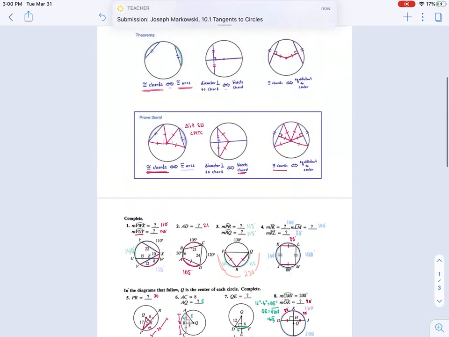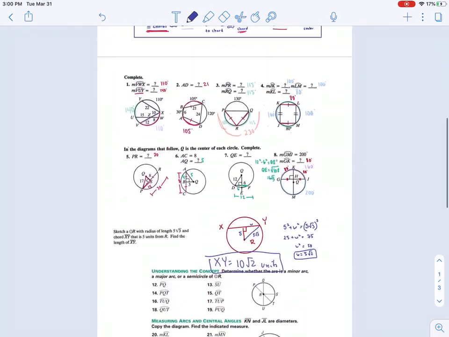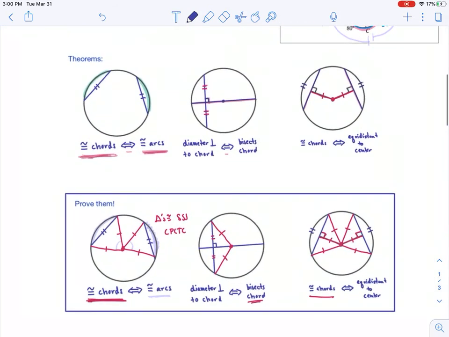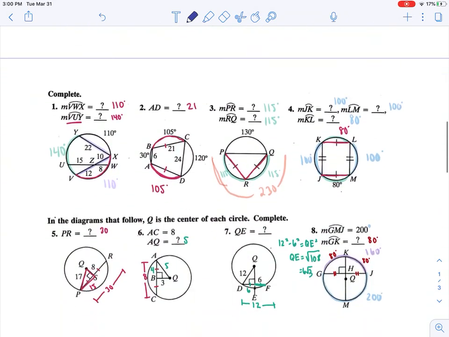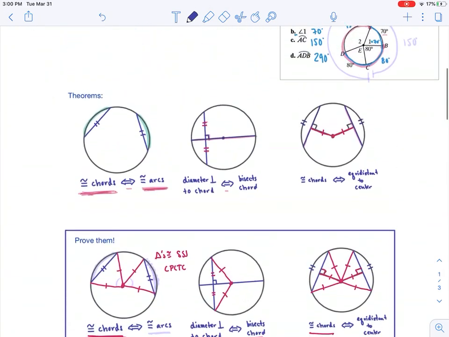All right. There we go. And that's what we're doing today with arcs and chords. Remember, it's all about where you draw the radius. And these were our 3 big ideas today. Congruent chords cut off congruent arcs. Chords that are perpendicular to the diameter are bisected, and they're also equidistant to the center. These are the problems for you to try. That's all for now.